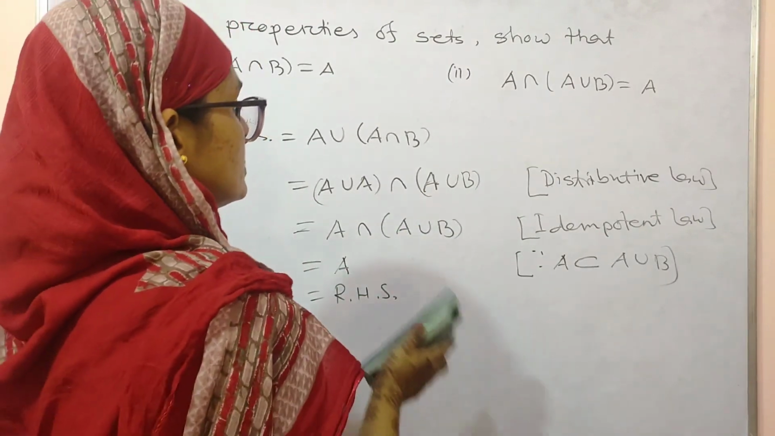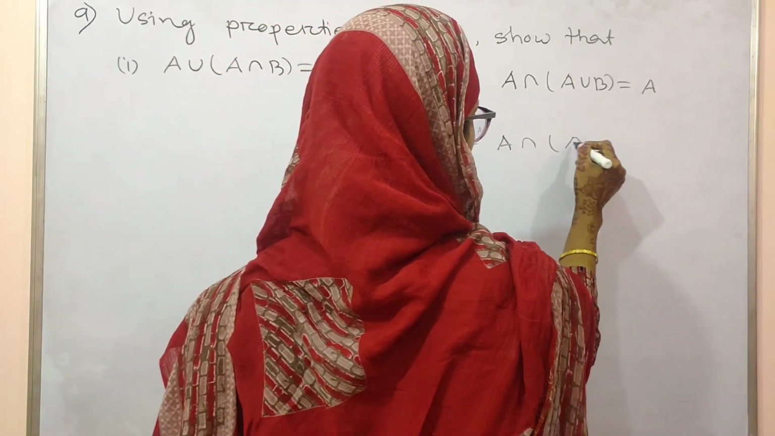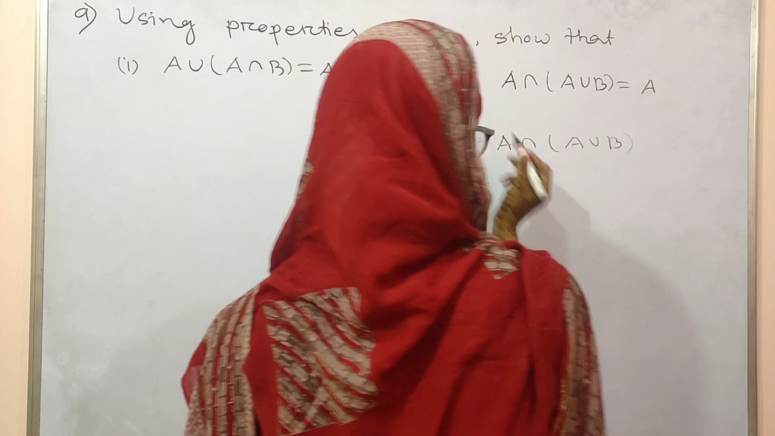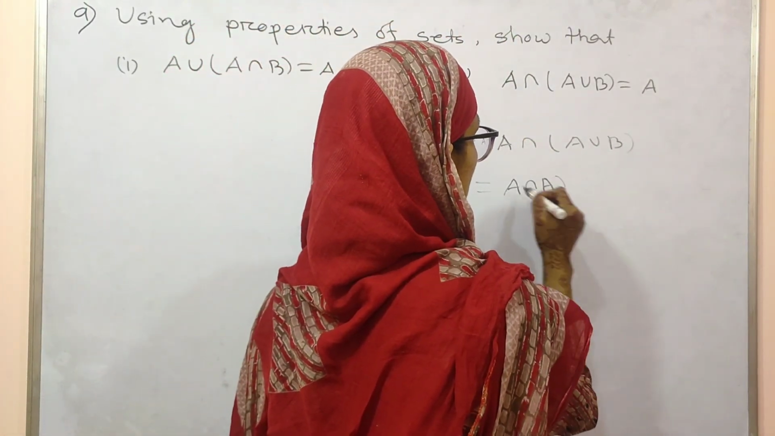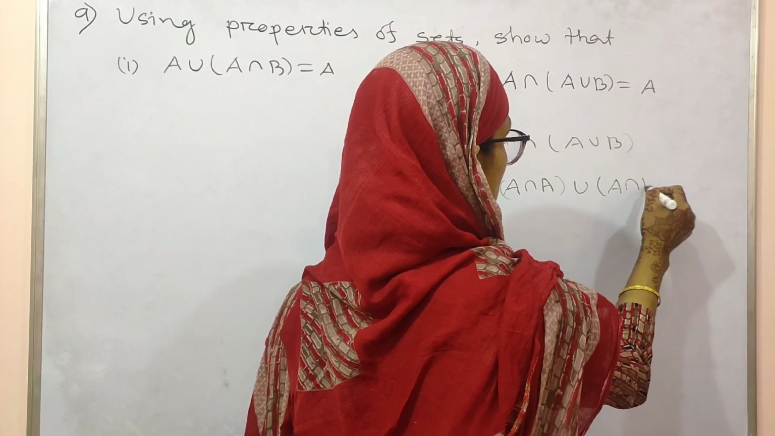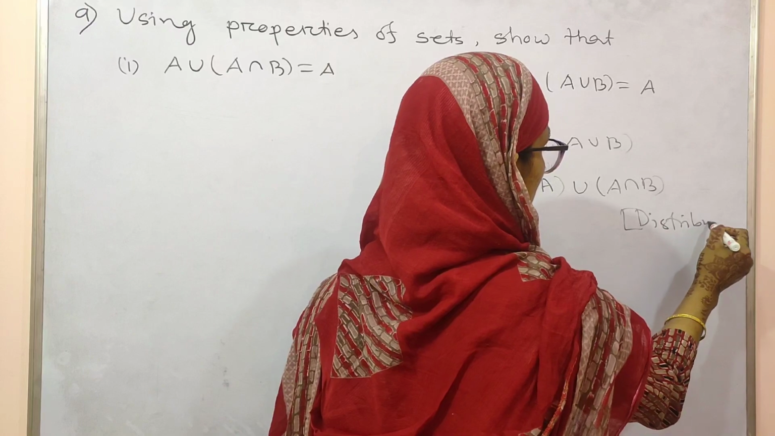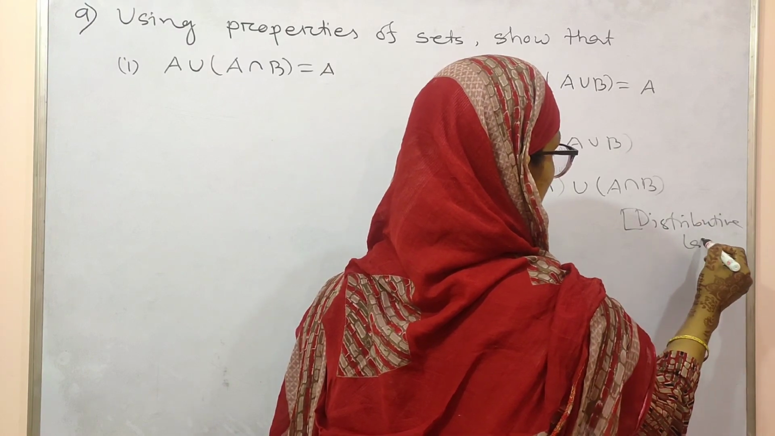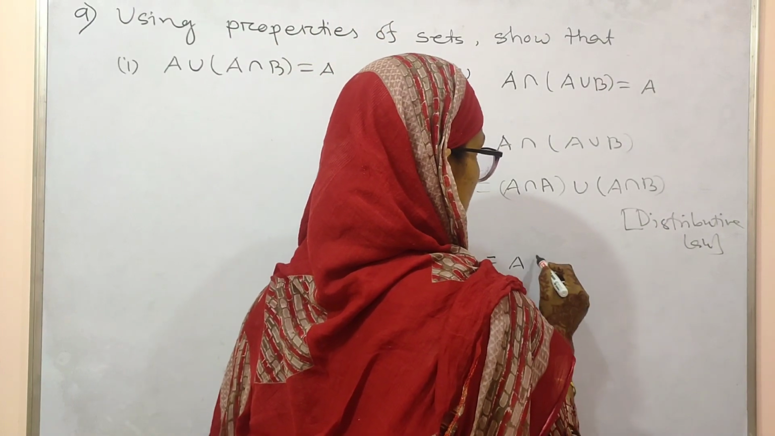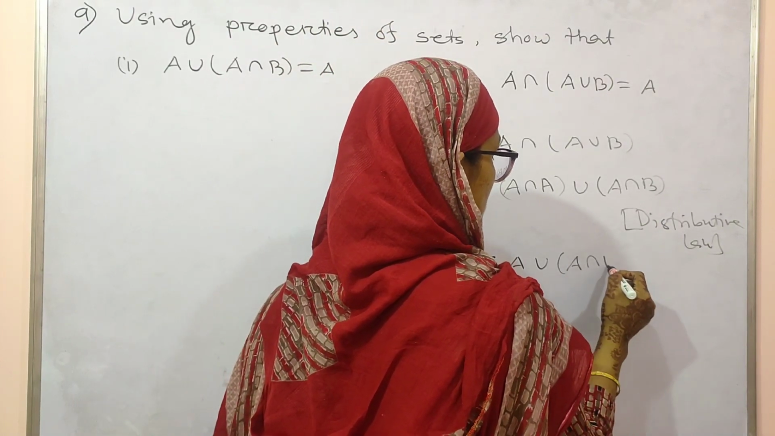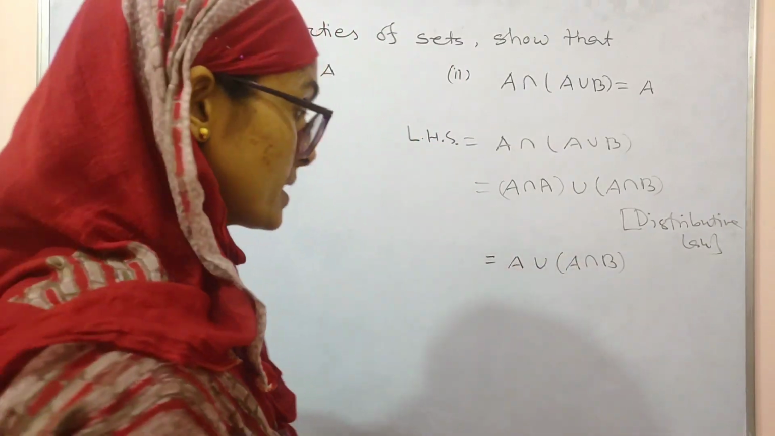Next, number 2, left hand side, A intersection (A union B). Similarly as number 1, using the distributive law, (A intersection A) union (A intersection B). Right here, distributive law. Next write down A intersection A means A, union (A intersection B). Here, A union (A intersection B).